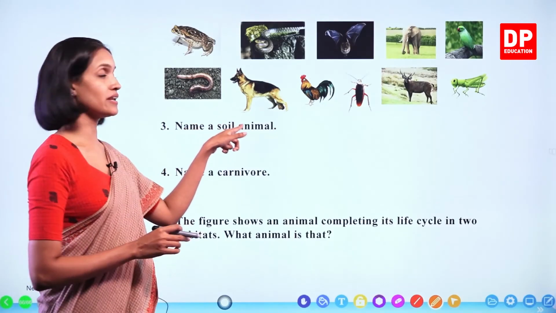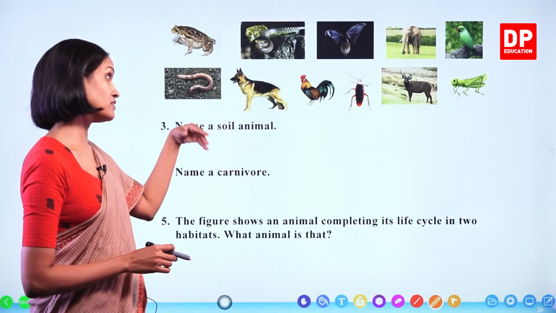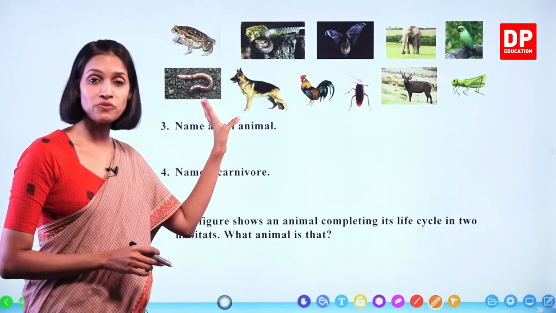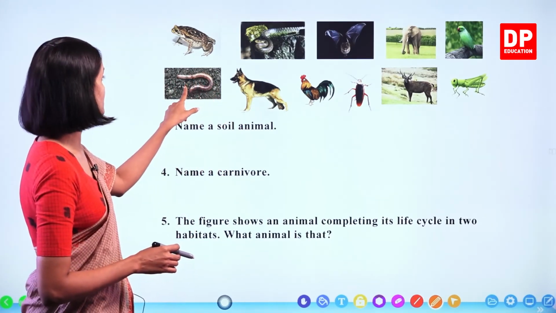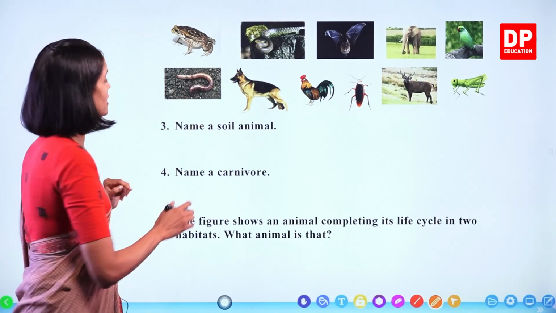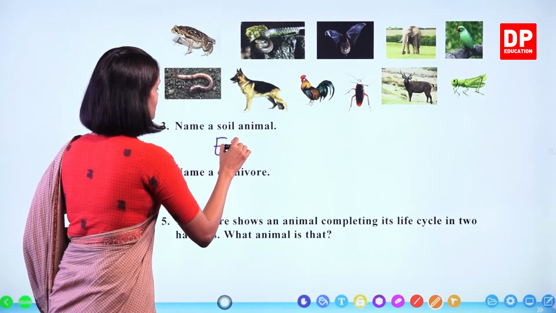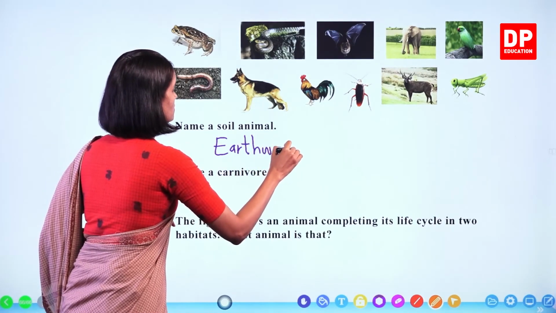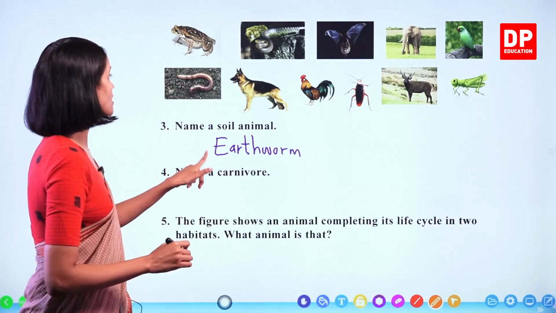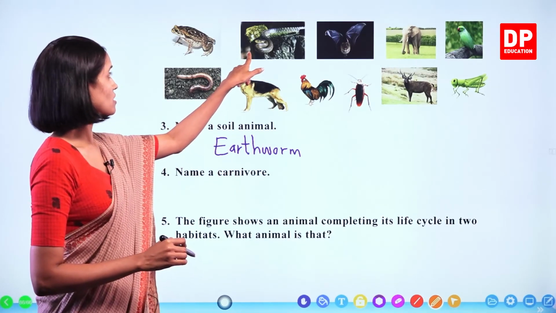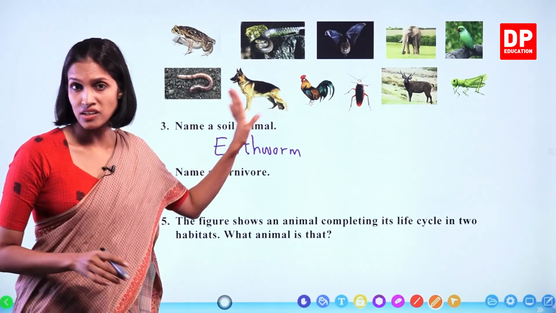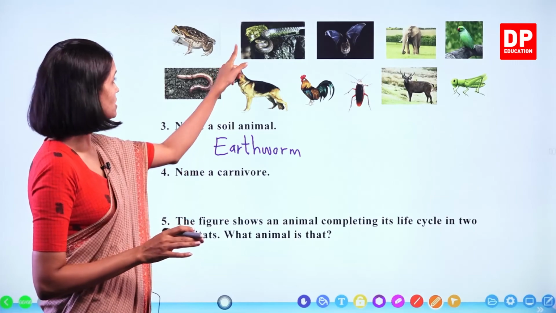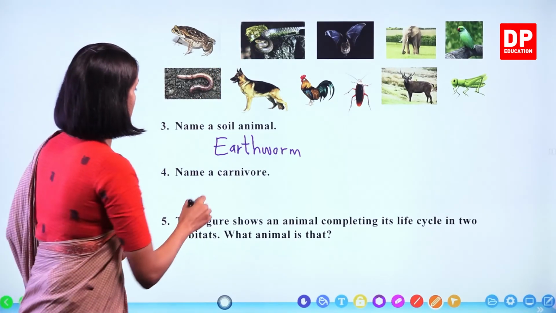Name a soil animal. Who's the soil animal? Even in one of the earlier questions we discussed a soil animal. Here, earthworm. Right? Name a soil animal. Earthworm. Name a carnivore. Now I told y'all all the snakes come under carnivores. Okay, so we can write here snake.